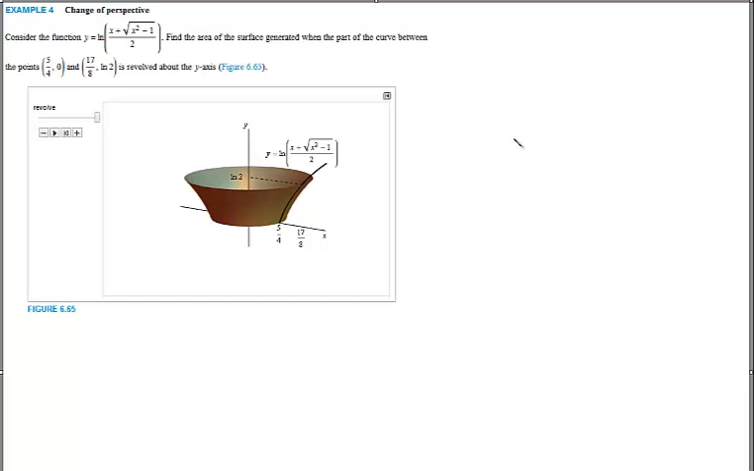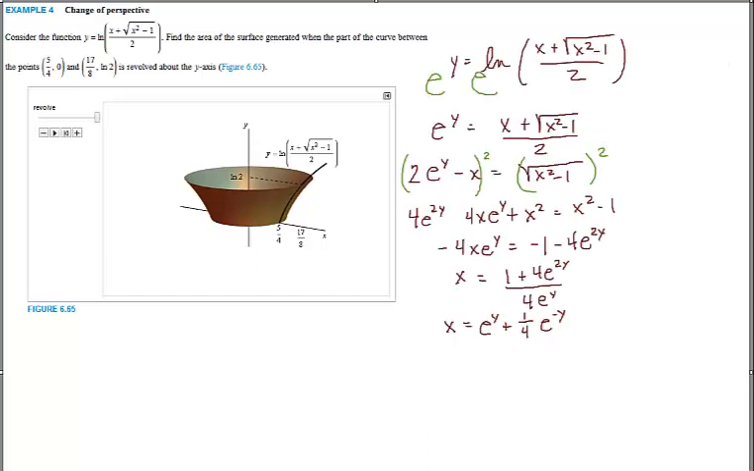On this particular problem, we are going to be integrating with respect to y, and we're revolving it about the y-axis. So we're going to be getting that surface area as this function here is revolved about the y-axis. That means I'm going to have to change this function here in terms of y instead of x. So I'll do that algebra, and then we'll do the setup.